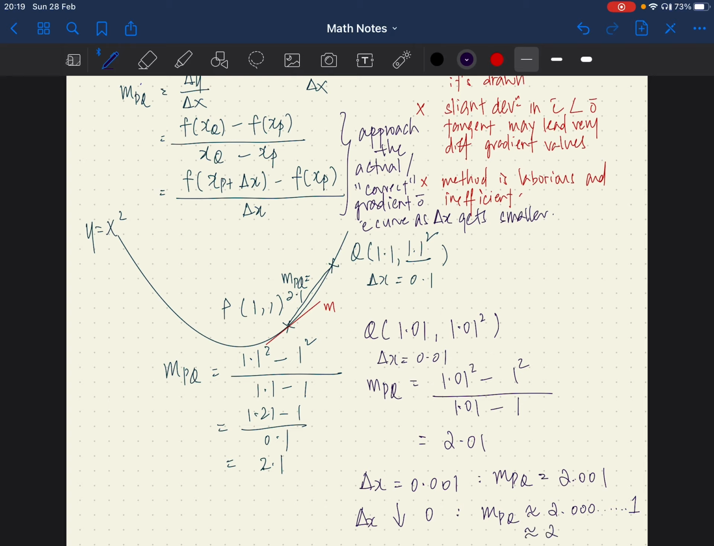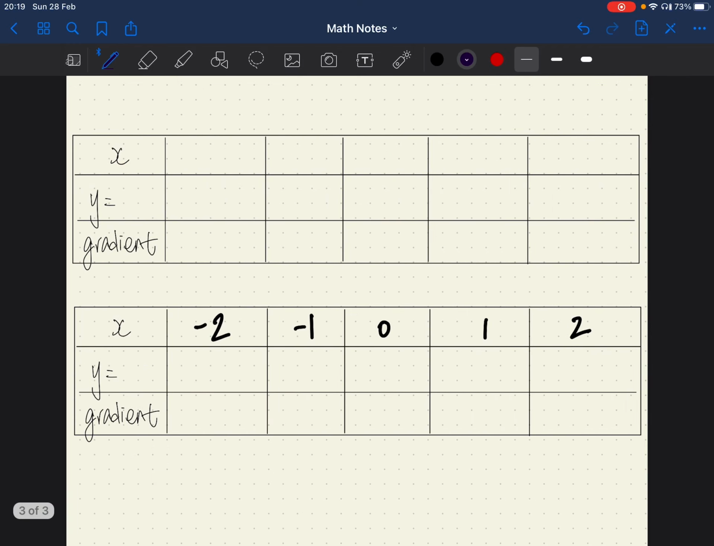So the gradient of PQ, or rather the gradient of the tangent at point P at 1, 1, should be just 2. So this is a very important concept that will allow you to find or approximate the gradient for most of the curves given to you. Okay, hence we have this second table here.